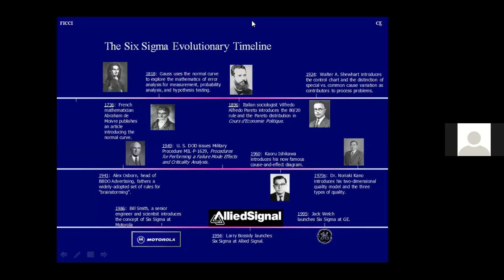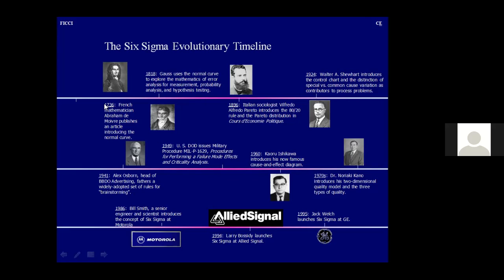So this shows the journey of Six Sigma, how it evolved over time. We can see that the Six Sigma process has roots in the 18th century, when Gauss gave us the normal curve, and Walter Shewhart gave us the control charts. They form the basis, the normal curve and the control charts. They help us to measure the quality levels where we are working.